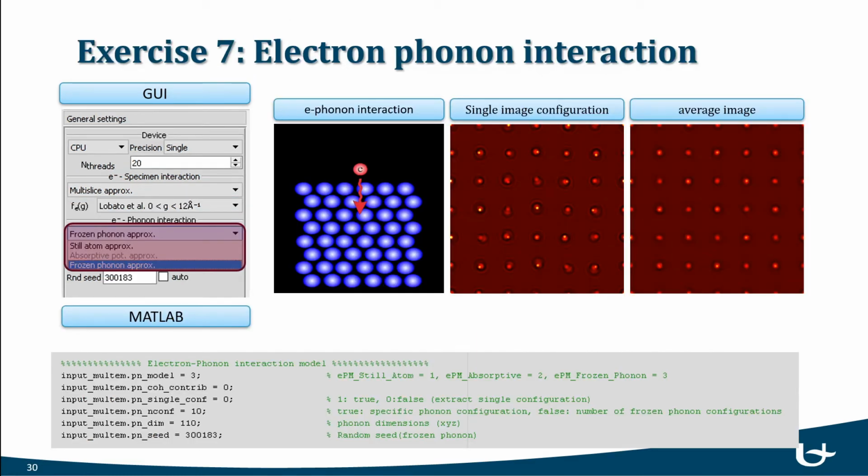If we want to perform a realistic simulation, we have to include electron-phonon interaction. MULTEM allows you to include this interaction under the frozen phonon approximation, in which, due to the fast speed of the electron, which can travel a few nanometers thick of the sample in the order of femtoseconds, and due to the large time scale of the phonon vibration, which is normally in the order of a few picoseconds, we can safely assume that each electron will see a different configuration at each time. Finally, what we measure is going to be the average intensity of our wave function.